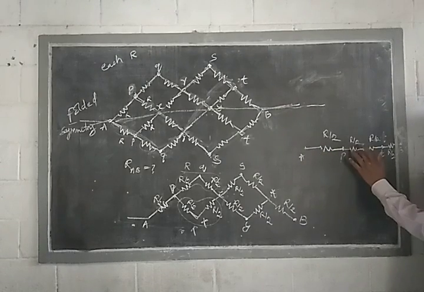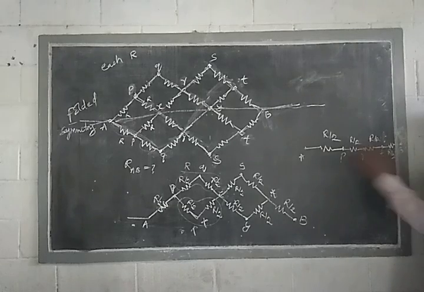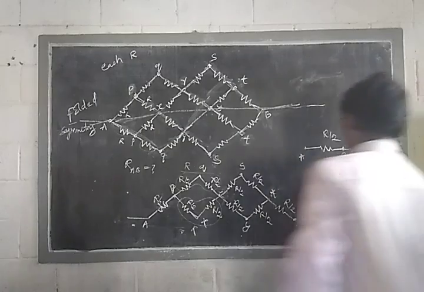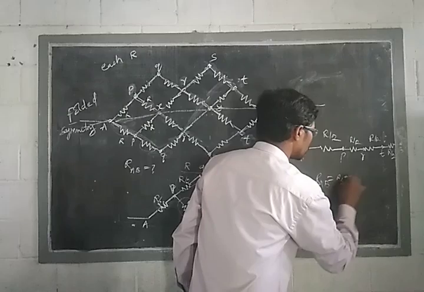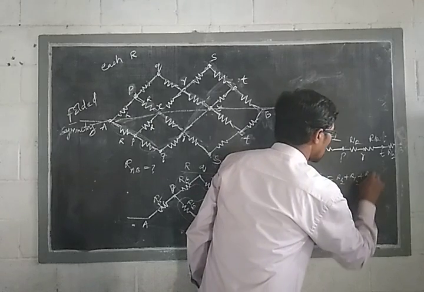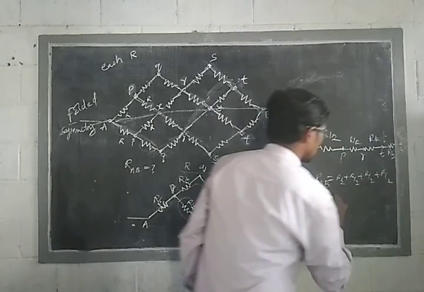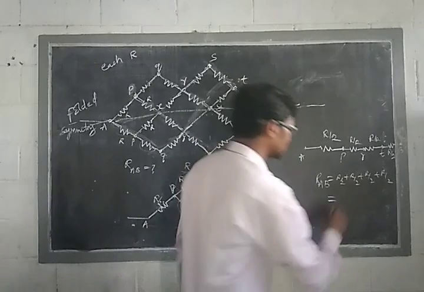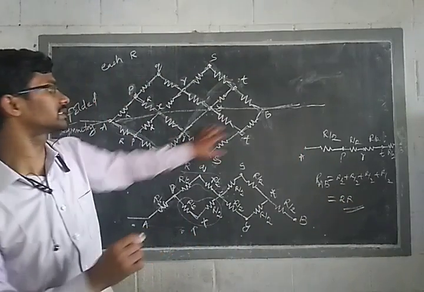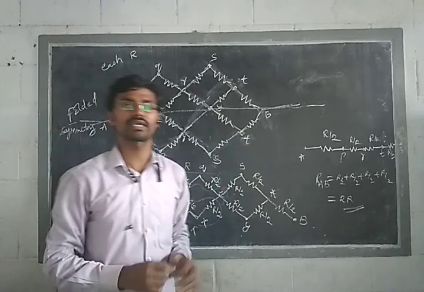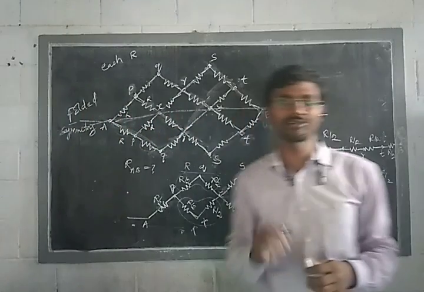Now look at this one. R by 2, R by 2, R by 2, R by 2. All are in which combination? Series combination. Therefore, the equivalent resistance RAB is equal to R by 2 plus R by 2 plus R by 2 plus R by 2. That is equal to 4R by 2, which is nothing but 2R. So 2R is the equivalent resistance of this complicated circuit of resistance R.